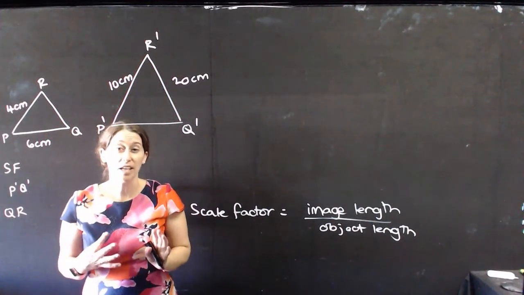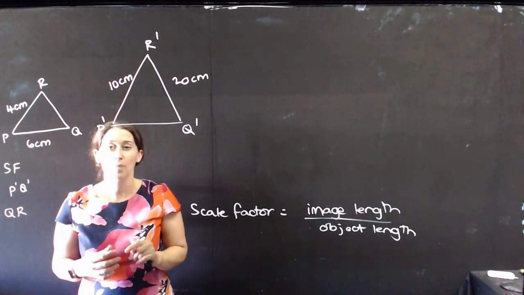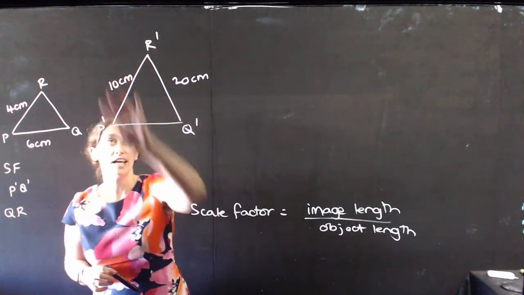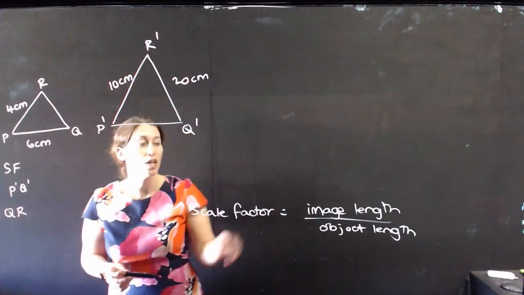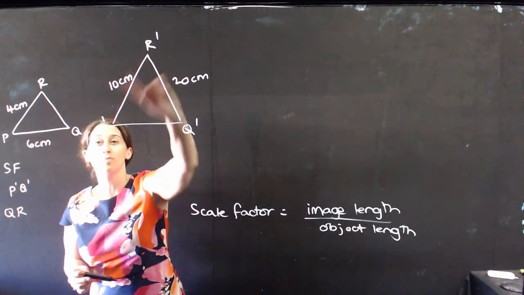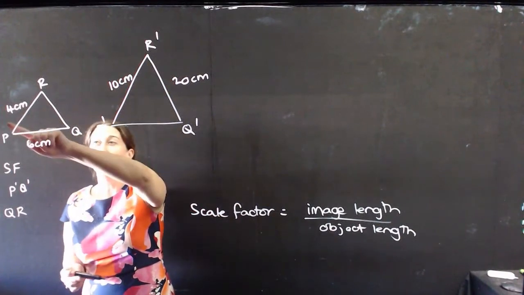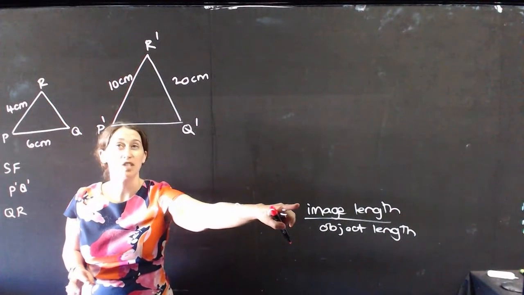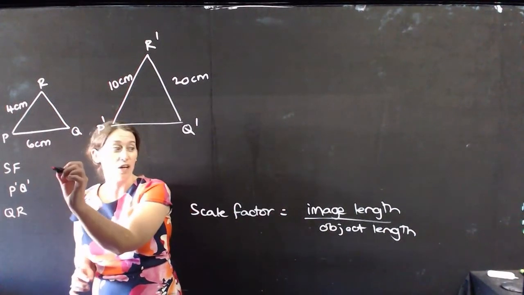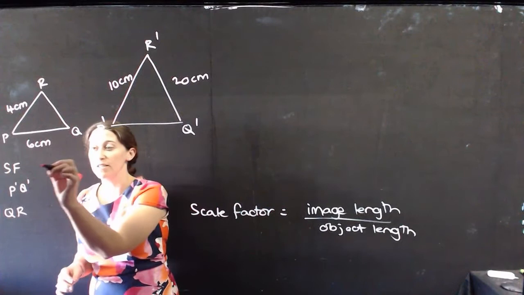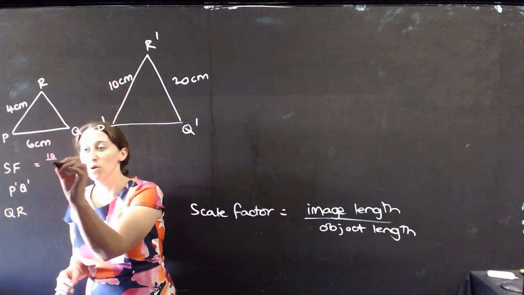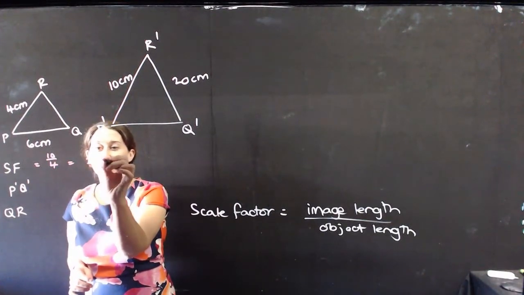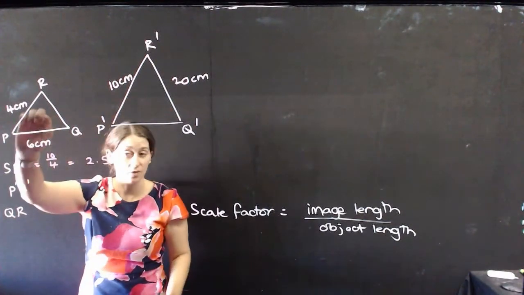So what we need to do is pick two similar lengths on the same triangle and work out what the scale factor is. So if this is our image, usually denoted by the dash, we're going to take a similar side. So we know that P dash R dash is 10. We know that PR is 4 centimeters. So the scale factor is going to be the image length, 10 centimeters, over the object, which is 4 centimeters. So the scale factor is 10 over 4, or if we simplify that, 2.5. So our scale factor is 2.5. So this is 2.5 times greater than this one.